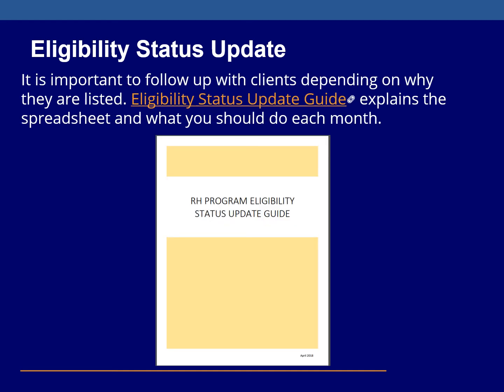Our eligibility status update guide provides more detail about the workbook and explains what you should do each month. It is important to follow up with clients depending on why they were listed. Otherwise, the client's enrollment may be terminated.